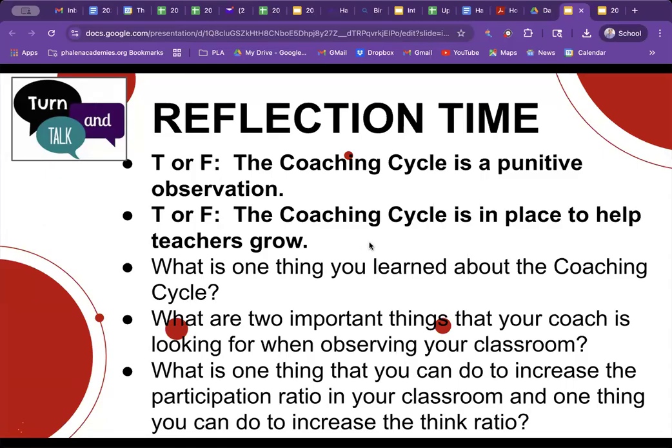Number 2, true or false? The coaching cycle is in place to help teachers grow. True or false? True, exactly. Again, non-punitive helps you to grow as a teacher. Excellent.